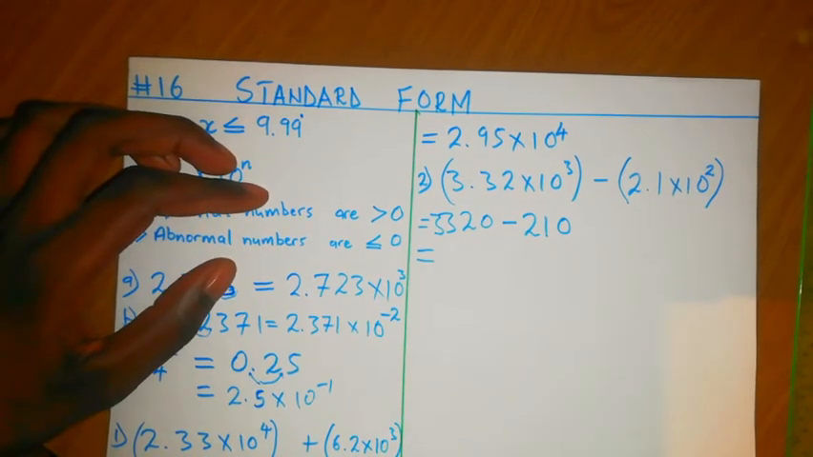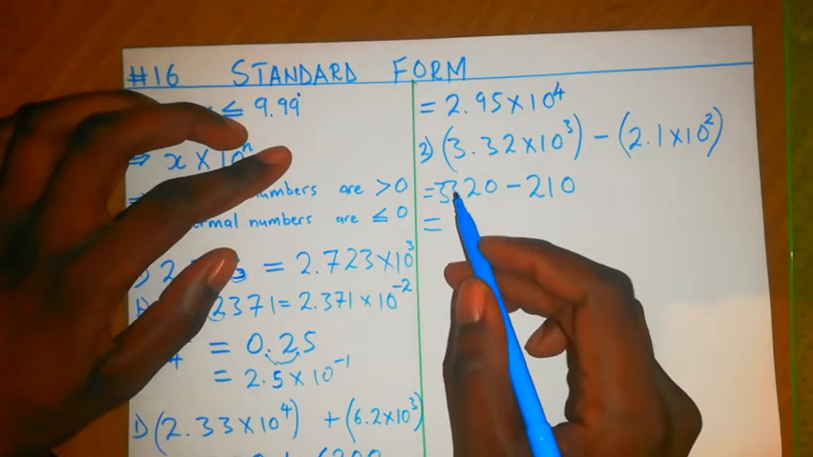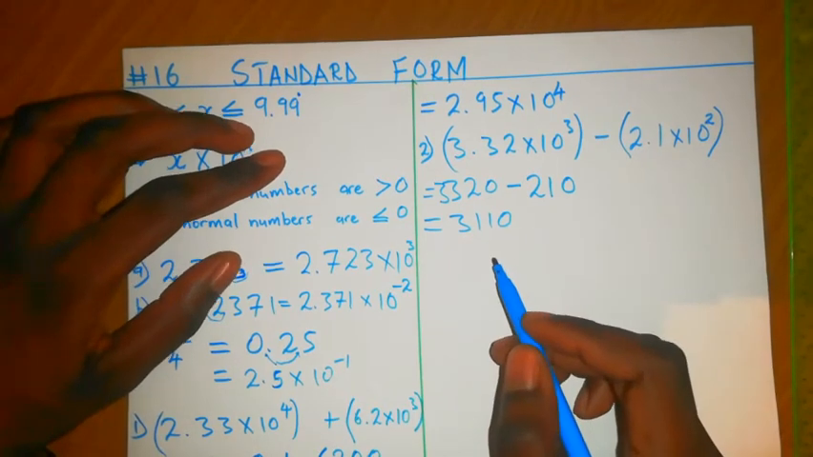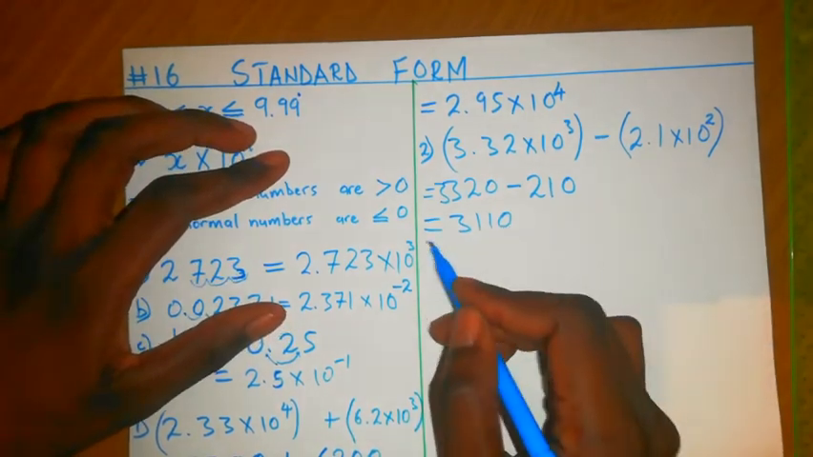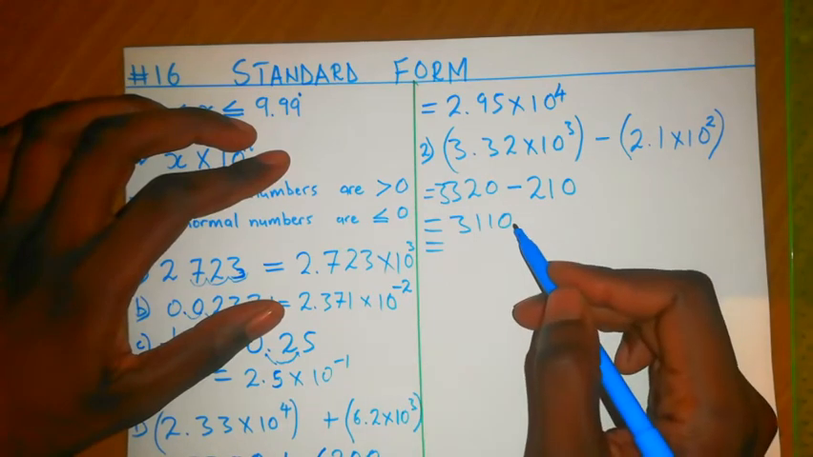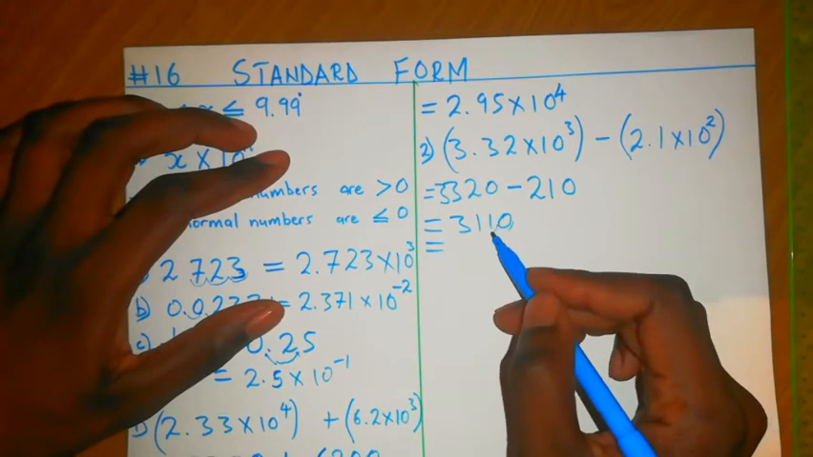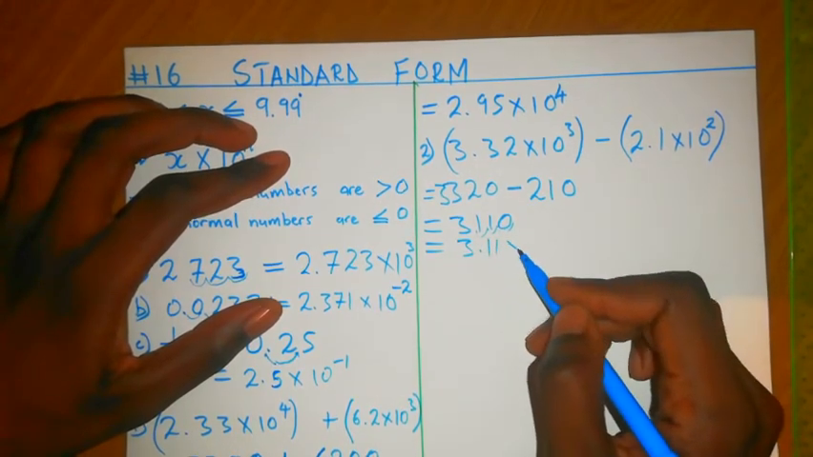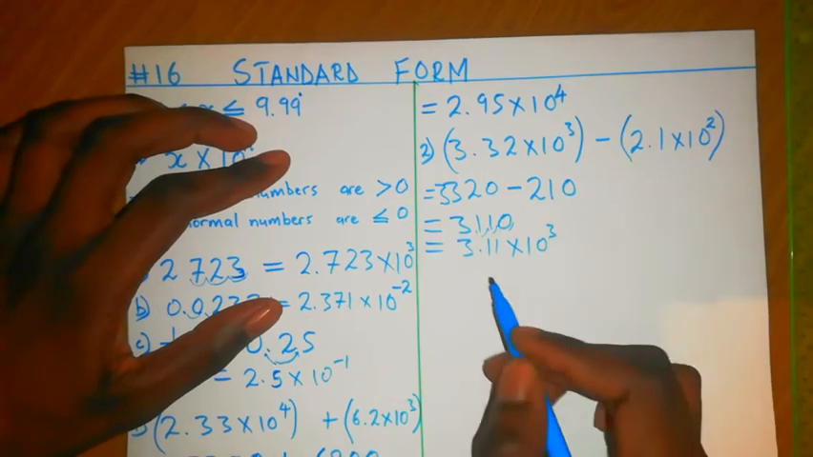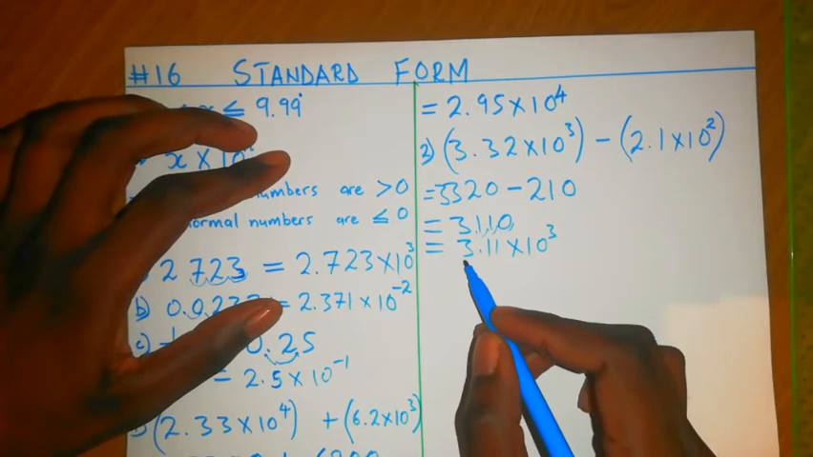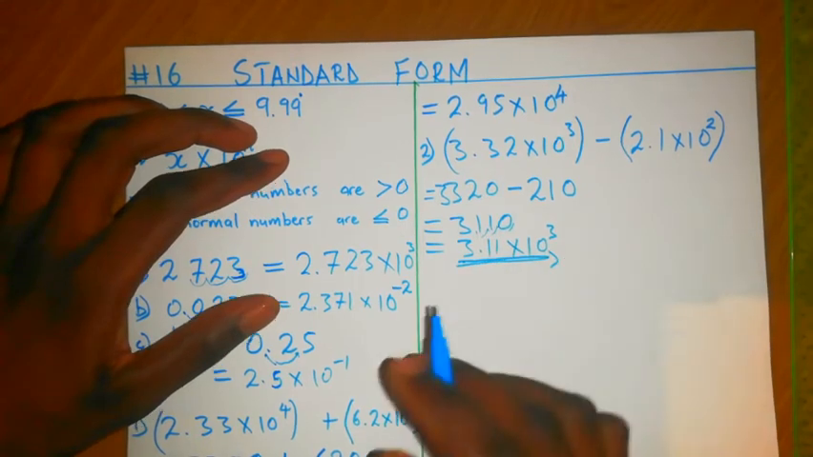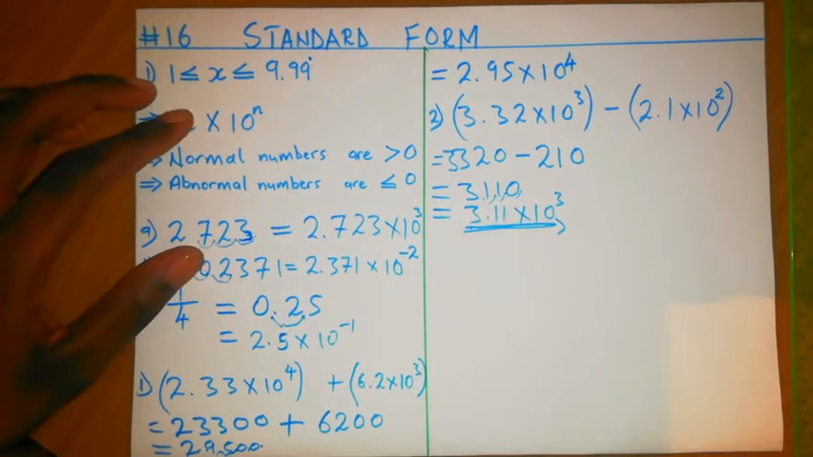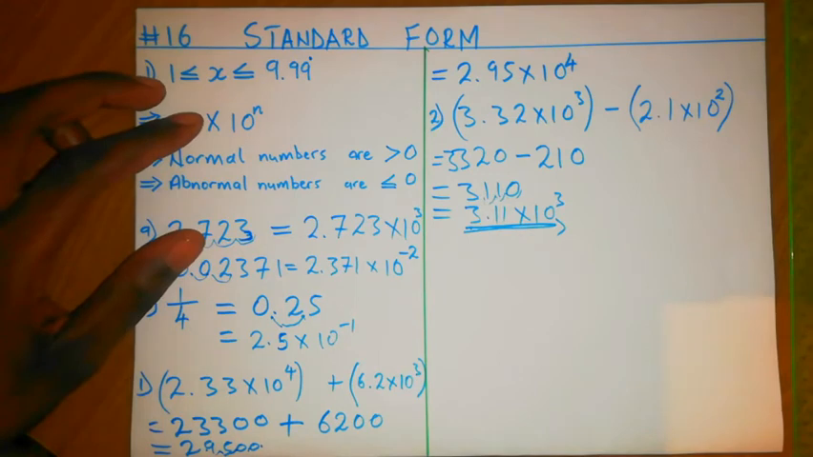I'm going to obtain 3,110. Then I'll convert that 3,110 to what? Into standard form. So since it's a normal number, my comma is going to move 1, 2, 3 times. So it's going to be 3.11 times 10 to the power 3. That is my final answer there. That is general addition and subtraction. If you're doing addition and subtraction, you are supposed to first convert everything into ordinary form. Let's move on to multiplication and division.